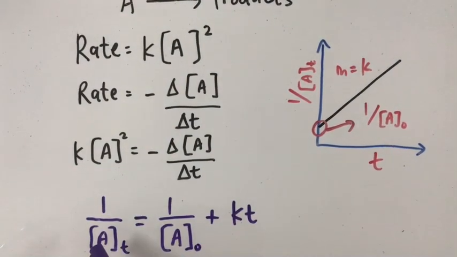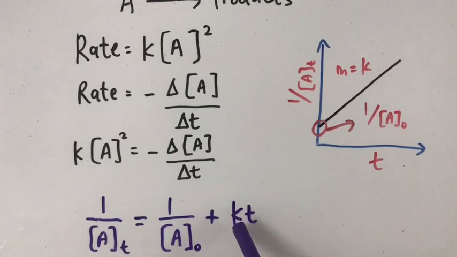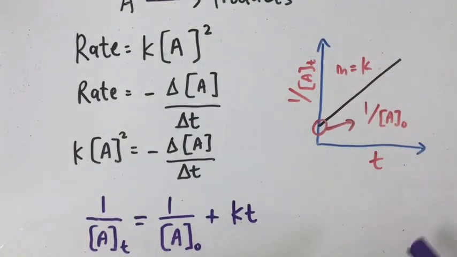When we relate this to the straight line graph, we can say that this is the y axis. This is the c value, the intercept at the y axis, and k is the slope or gradient, and t is the x axis. So this is the graph for a second order reaction.